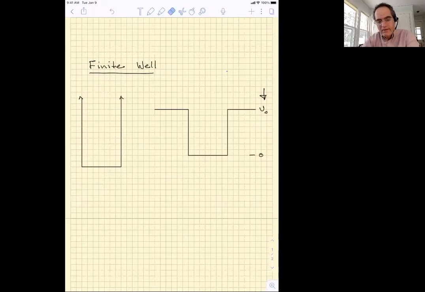Okay, to illustrate what we're talking about, we can just sketch what we expect the wave functions to look like in these two different systems, in the finite well compared to the infinite well. Okay? So just give me a second here to set up what I want to draw.